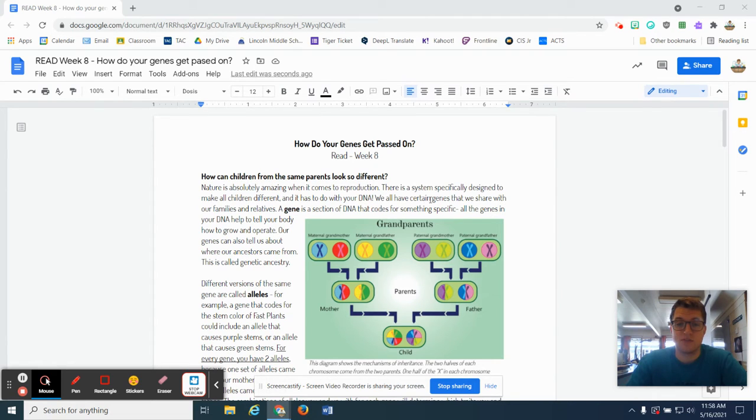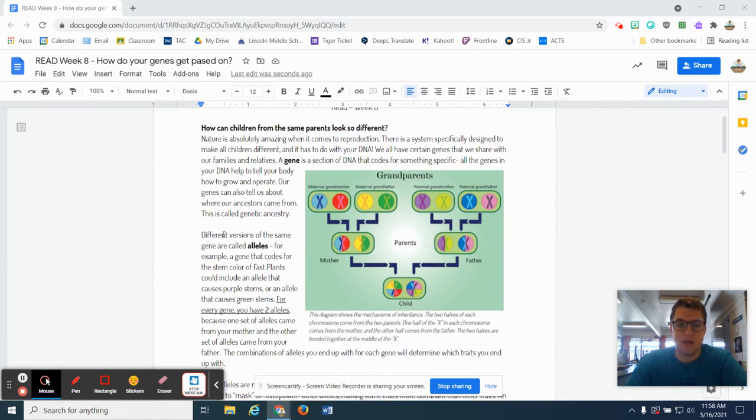We all have certain genes that we share with our families and relatives. A gene is a section of DNA that codes for something specific. All the genes in your DNA help to tell your body how to grow and operate. Our genes can also tell us about where our ancestors came from. This is genetic ancestry. Different versions of the same gene are called alleles.